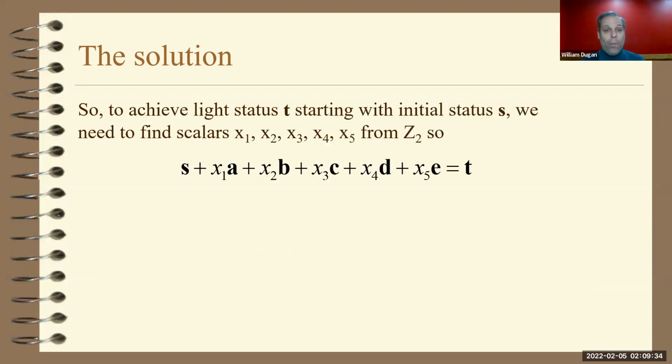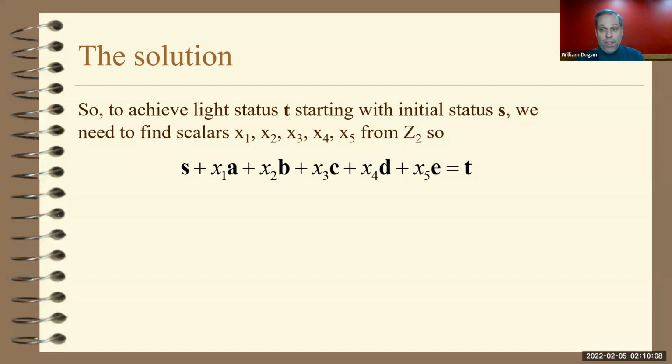So that means that if we want to achieve a certain final light status, starting with a certain initial status, we just need to find scalars x1, x2, x3, x4, x5, where these are all either 0 or 1, meaning push the button or don't push the button. 0, don't push the button. 1, do push the button. So that the linear combination you see on the left-hand side, which represents us pushing different buttons, will equal the final light status.